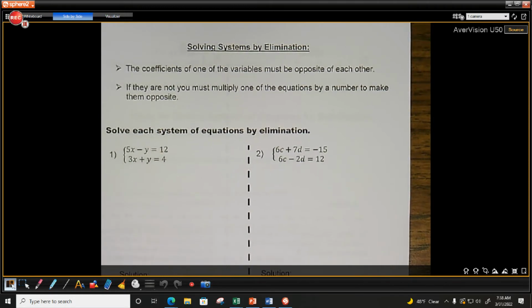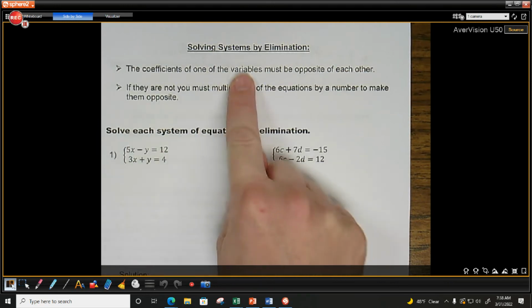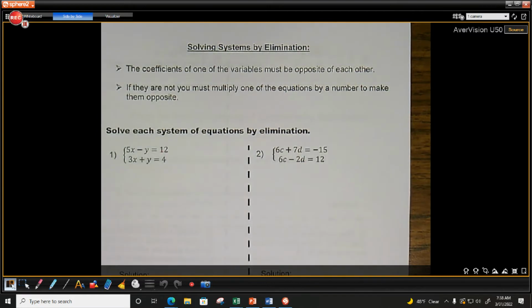When we are doing elimination, the coefficients of one of the variables must be opposite of each other. So that means that your two x's, one needs to be like a 3x, and then the other would be a negative 3x. Same coefficient, but opposite signs. Okay? If they are not, you must multiply one of the equations by a number to make them opposites.